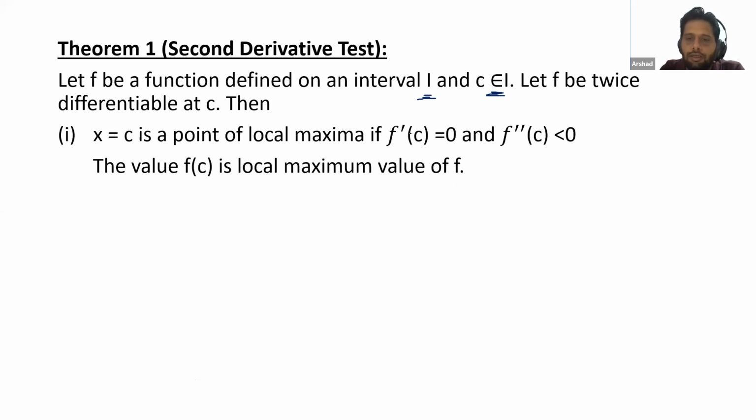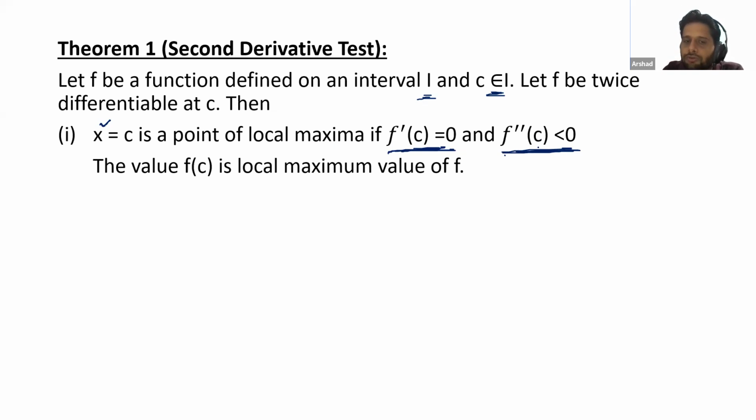Now, check the first point. x = c is a point of local maxima if f'(c) = 0. We have a point c. We say this is a point of local maxima if f'(c) = 0. Why is this 0? Because it is a critical point. And if you differentiate the function again and put in the point, then the value will be less than 0.